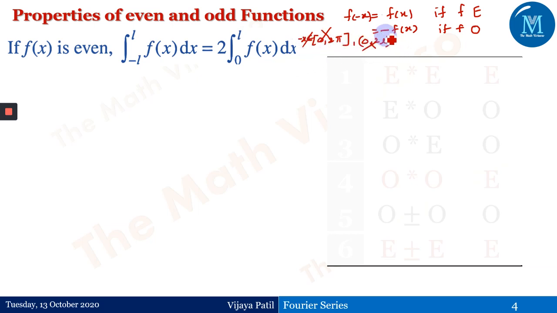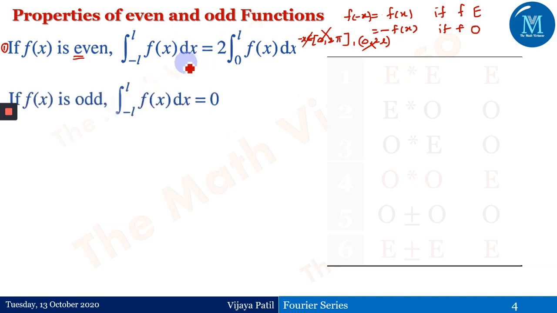That is why I should always have the interval like minus L to L of f of x dx, where the values of x vary from minus L to L, and only then is it possible for me to check whether the function is even or odd. If f is an even function, then we have the property that the integral from minus L to L of f of x dx is equal to 2 times the integral from 0 to L of f of x dx. This is the first very important property for finding Fourier series expansions, and we'll be using it.